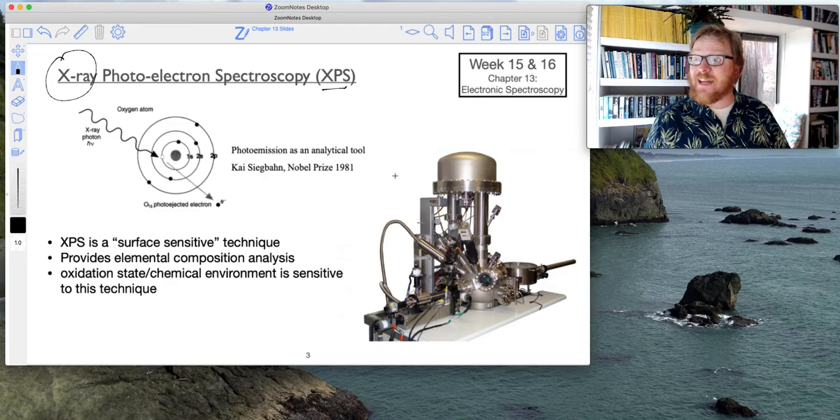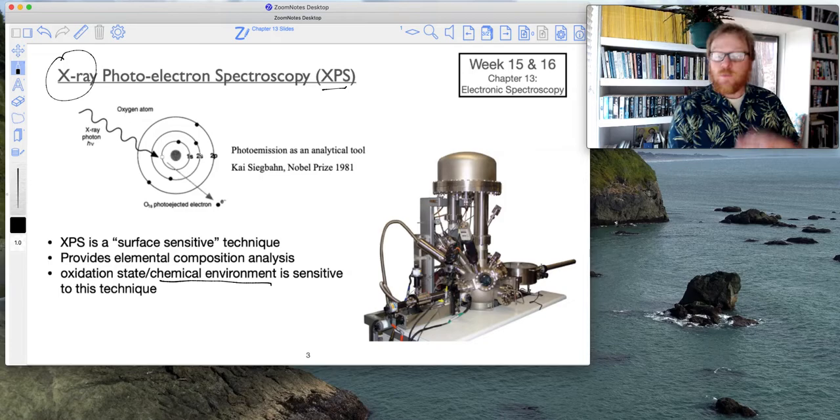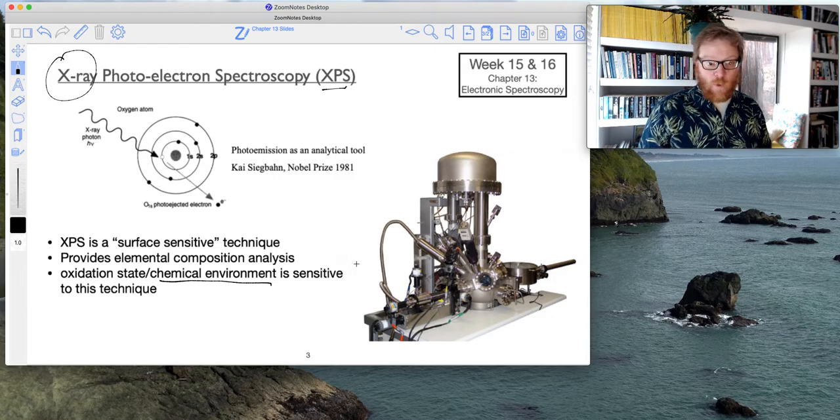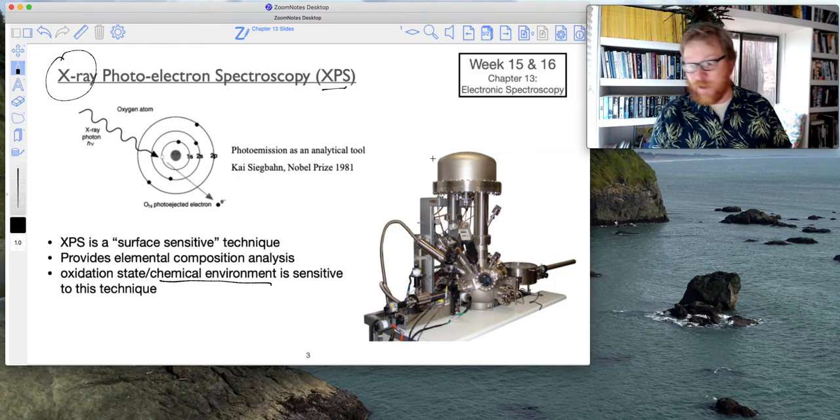And this is useful because, as it turns out, those core electrons are really specific to chemical environment. Just like in NMR, we think of this as a chemical shift. It depends on the oxidation state or the chemical environment of our analyte. In other words, is it an atom or is it a molecule? And if it is a molecule, is it a covalent molecule or an ionic molecule? These very simple details are very sensitive to XPS.